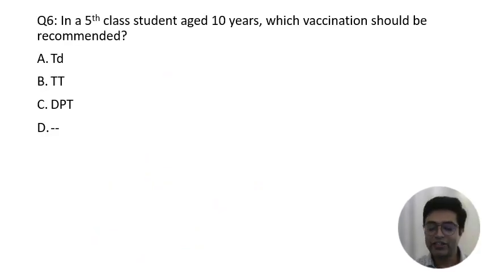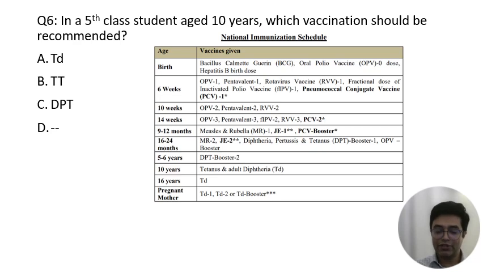Then question number 6. In a 5th class student aged 10 years, which vaccination should be recommended? It's a repeat question, an indirect repeat question. They are asking about the national immunization schedule. In every exam there is a question from vaccination, national immunization schedule. So the national immunization schedule says at 10 years you will give Td, right? Earlier this used to be TT. Now it is Td, tetanus and adult diphtheria. So the reduced amount diphtheria component has to be added.